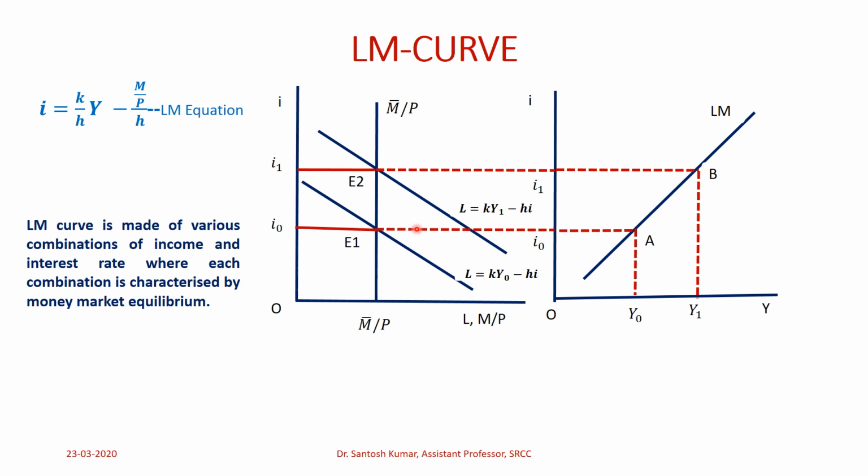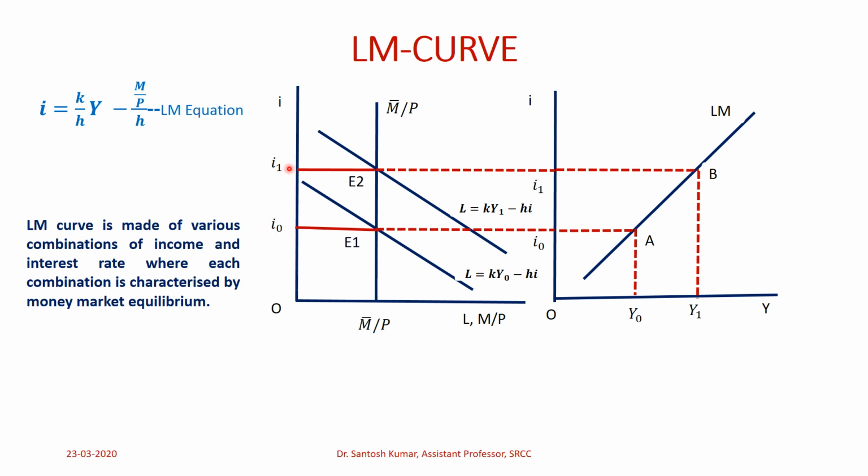Now once there is excess demand for money, what would happen? The interest rate would rise, and it would keep rising till money demand becomes exactly equal to money supply. So at this higher rate, we get equality of money demand and money supply. In other words, at point E2 the money demand line intersects the money supply line, giving us equilibrium interest rate I1. So the equilibrium interest rate has gone up from I0 to I1.